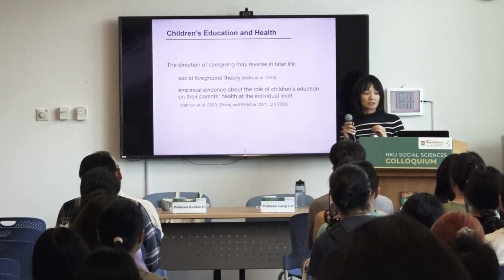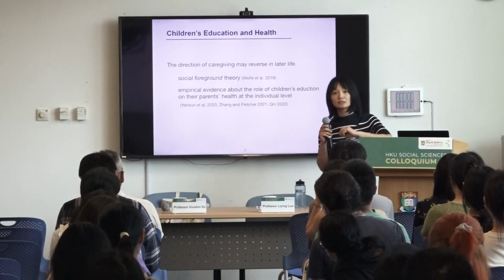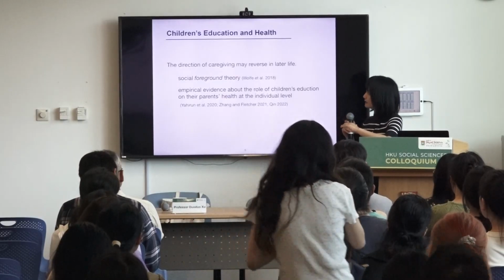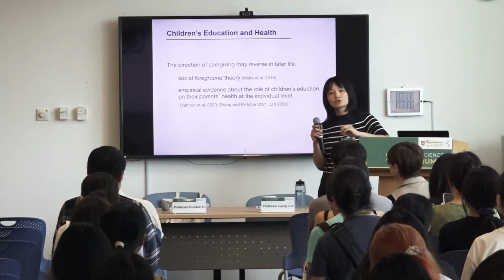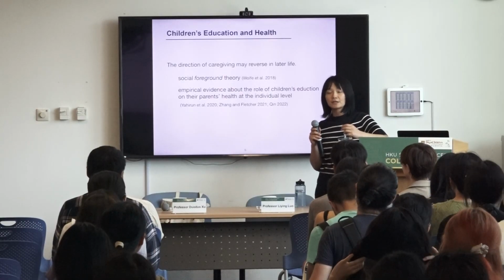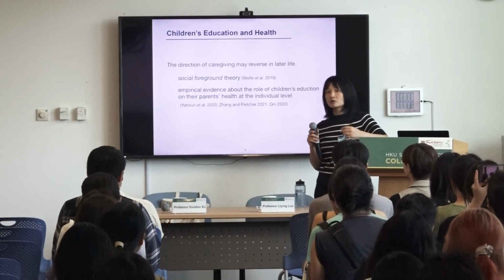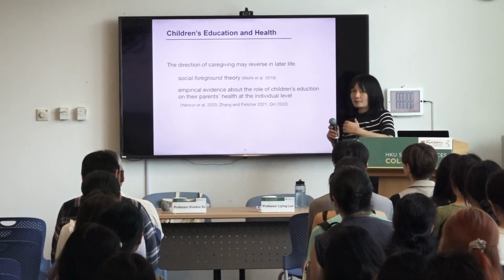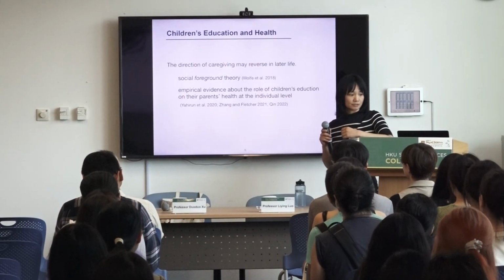As the direction of caregiving reverses in later life, there is a small but emerging literature on this topic. Theoretically, the social foreground theory proposed by Wolf and his colleagues stipulates that better educated adult children may provide health benefits through similar mechanisms. They may be more aware of updated health knowledge or health techniques, MRI and so forth. And they would also provide more psychological reassurance for their parents, and more financial resources too.